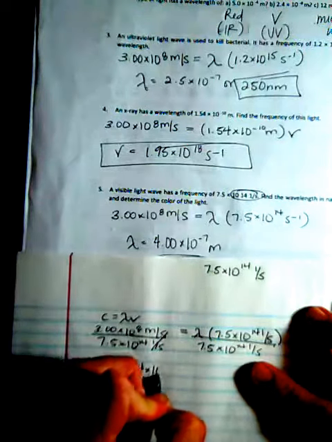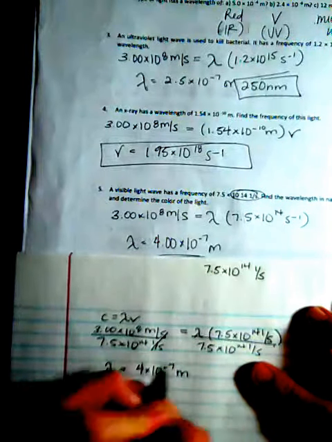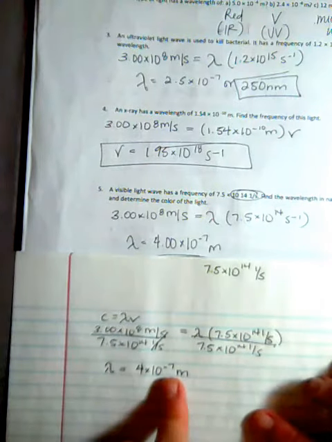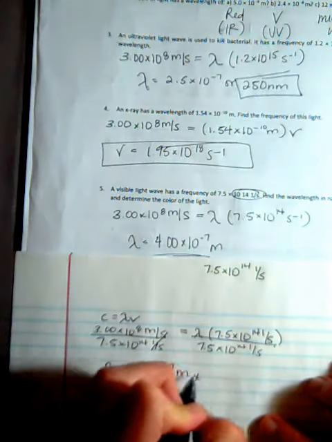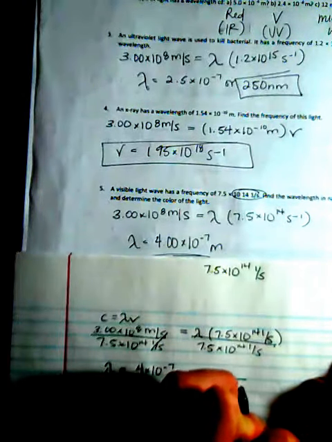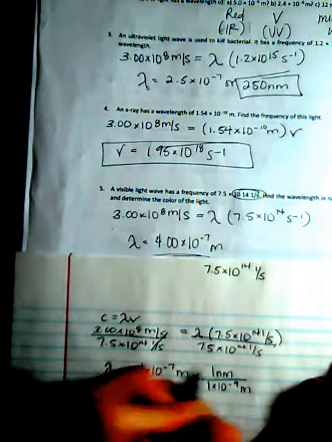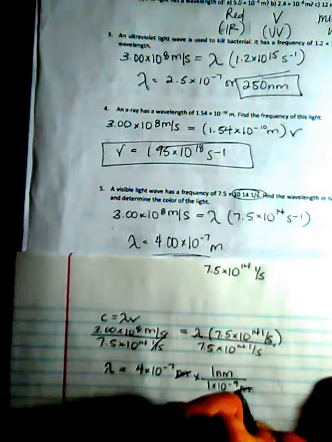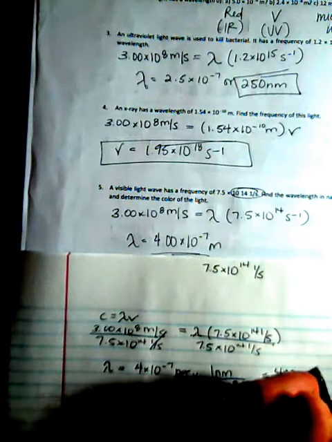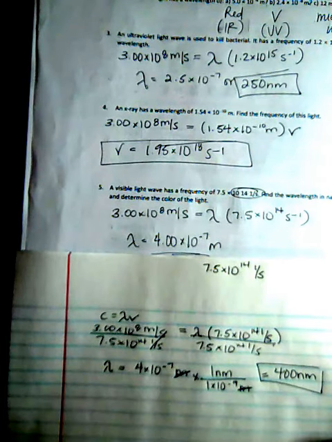And now you'll get lambda equals, let's see, what did I get? 4 times 10 to the negative 7th meters. So, because they said they want it in nanometers, we know there is 1 times 10 to the negative 9th meters in 1 nanometer. We did our dimensional analysis. And so our answer will be 400 nanometers. And that's it.